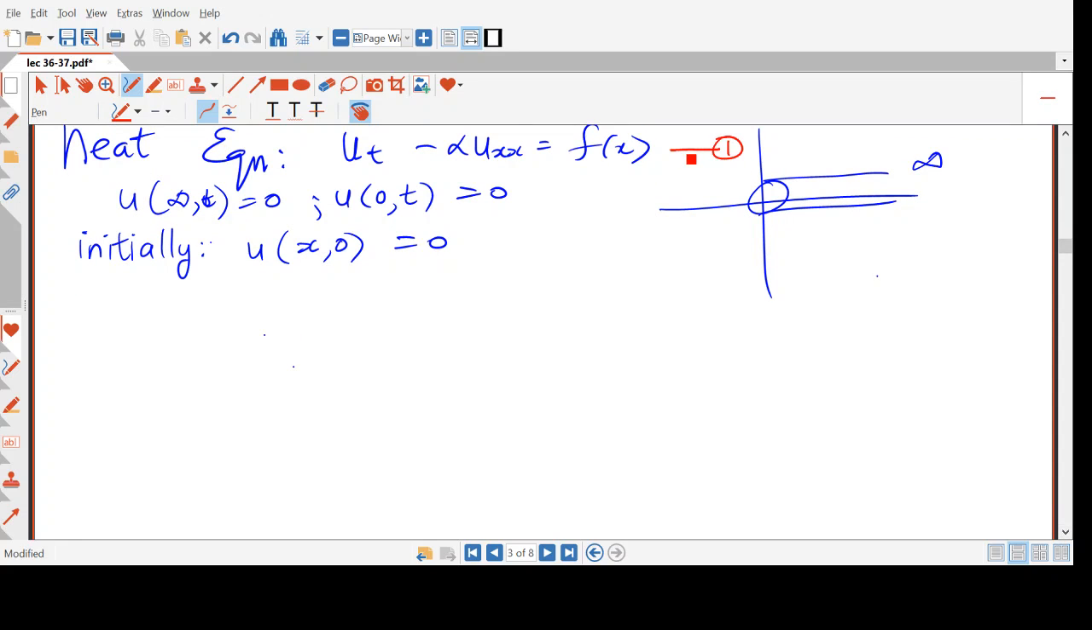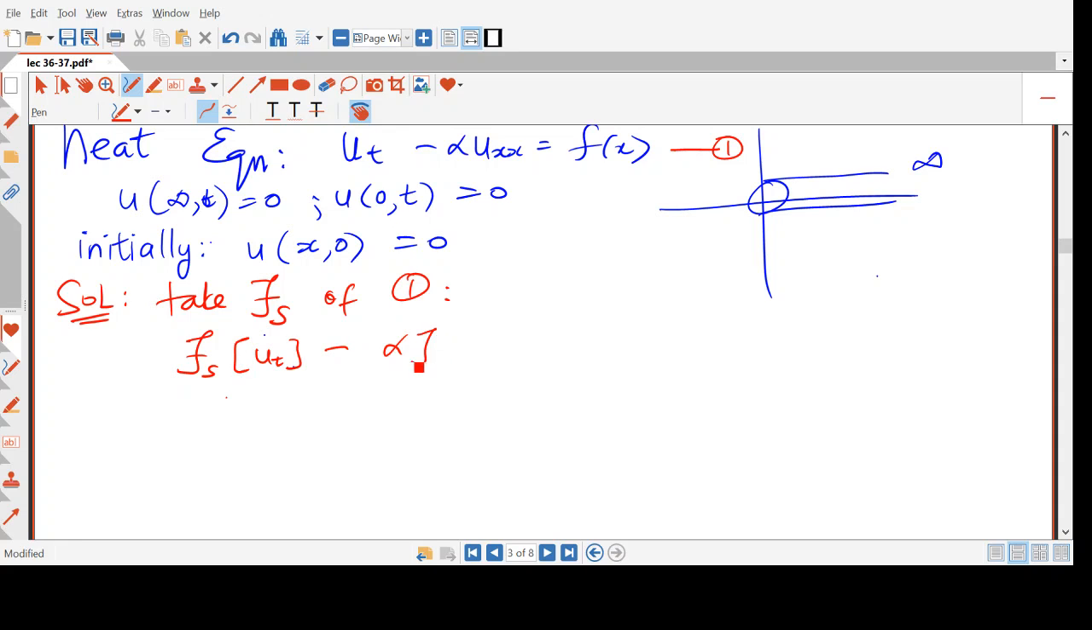So if you take equation 1, let's hit that with the Fourier transform. Take the Fourier sine transform of equation 1 on both sides. The Fourier sine transform of ut minus alpha Fourier sine transform of uxx equals the Fourier sine transform of f of x.